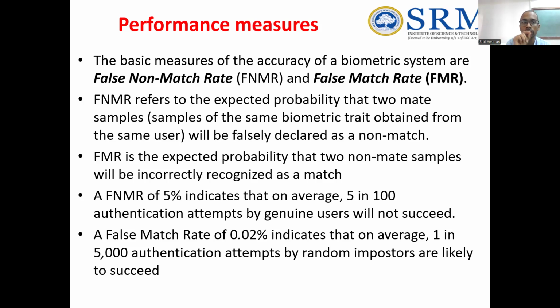For false non-match rate, the accuracy rate is 95%. And for FMR, the accuracy rate is 99.8%, so it affects the accuracy by 0.02%. This is the exact difference between false non-match rate and false match rate.